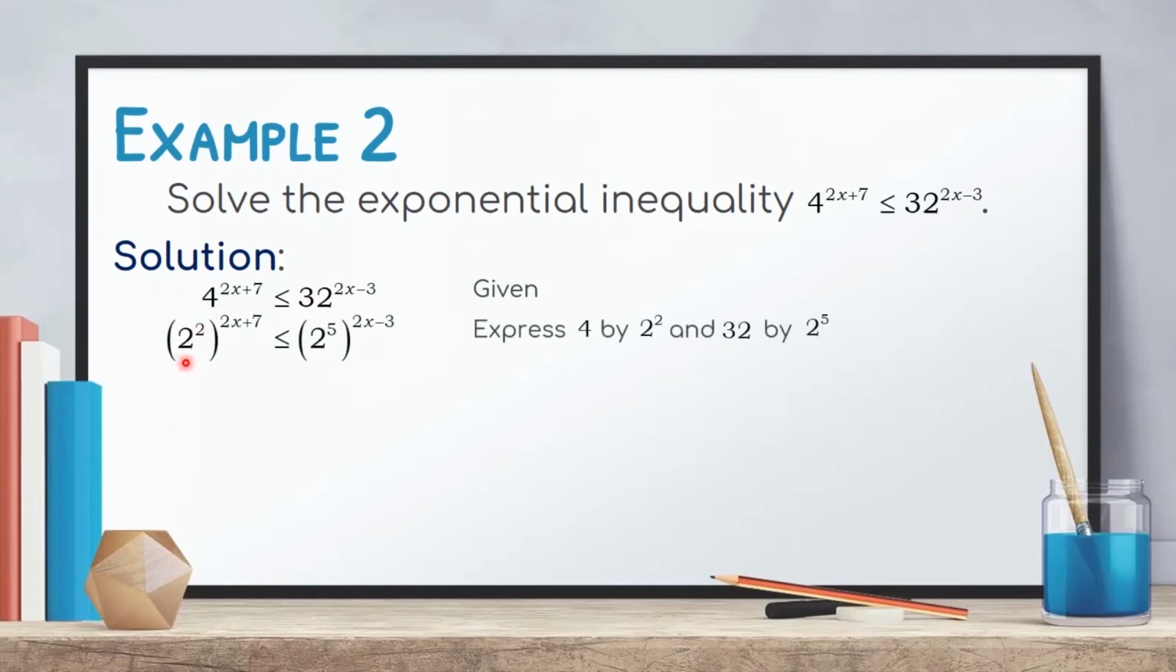4 is equal to 2 squared and 32 is equal to 2 raised to 5. Therefore, our expression will be 2 squared raised to 2x plus 7 is less than or equal to 2 raised to 5 raised to 2x minus 3. Again, by applying the power rule, we need to multiply the exponents 2 times 2x plus 7 and 5 times 2x minus 3. So we will have 2 raised to 4x plus 14 is less than or equal to 2 raised to 10x minus 15.